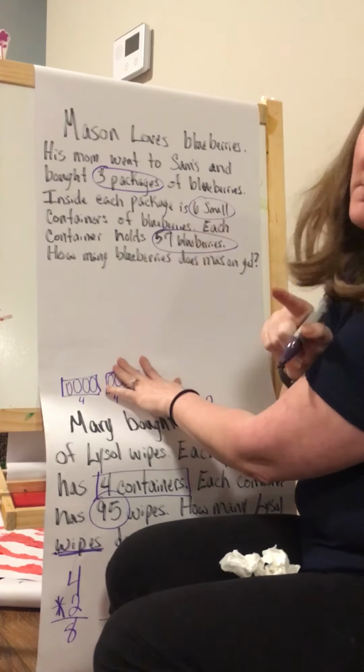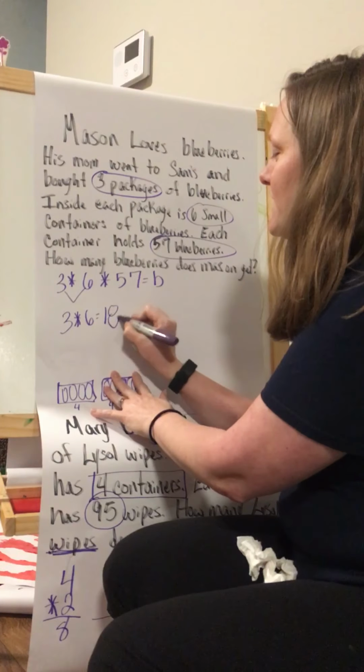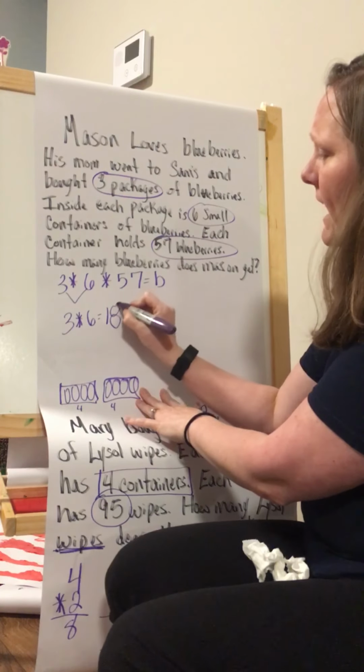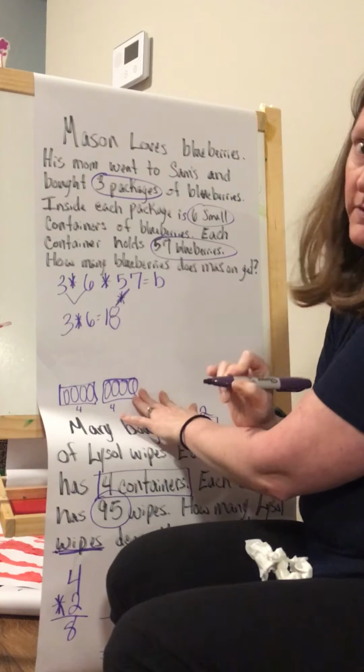So we're going to do this part first. 3 times 6 is a fact that we should know because we have our 3 song. It'd be great if you would sing that for your parents right now, because if you were with me, I would make you sing the song. 3 times 6 is 18. And then we're going to take 18 and multiply it by 57.